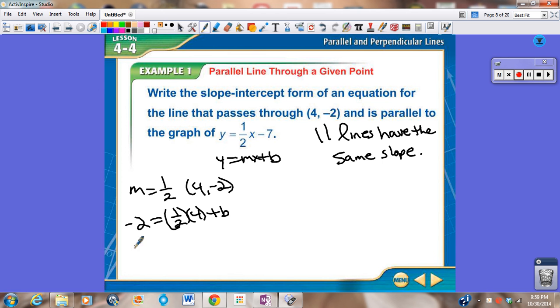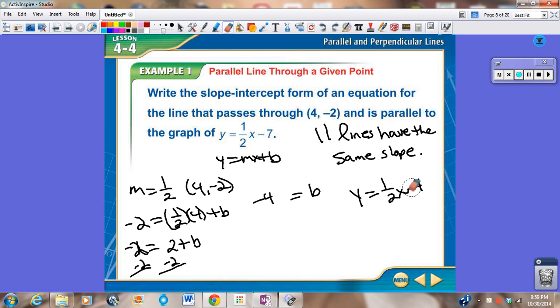So it's going to be -2 equals half of 4, which is 2, plus b. We're going to subtract 2 from both sides. And when you do that, you're going to get b equals -4. So the equation of the line that passes through that point and is parallel to this line is y equals 1/2 x minus 4. Now keep in mind we said the lines are parallel, so they have to have the same slope. All you're really doing is finding b.